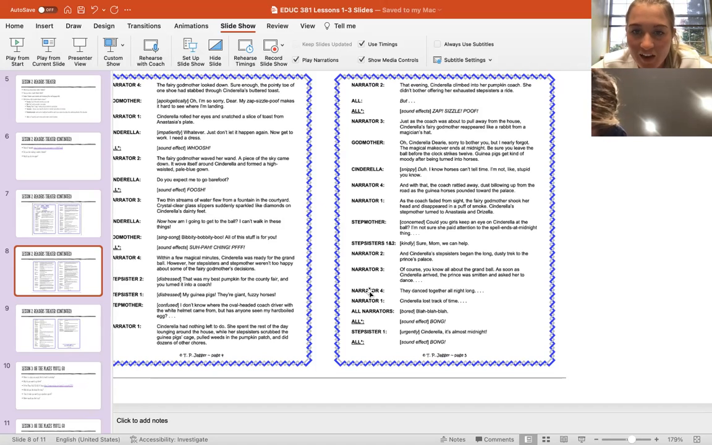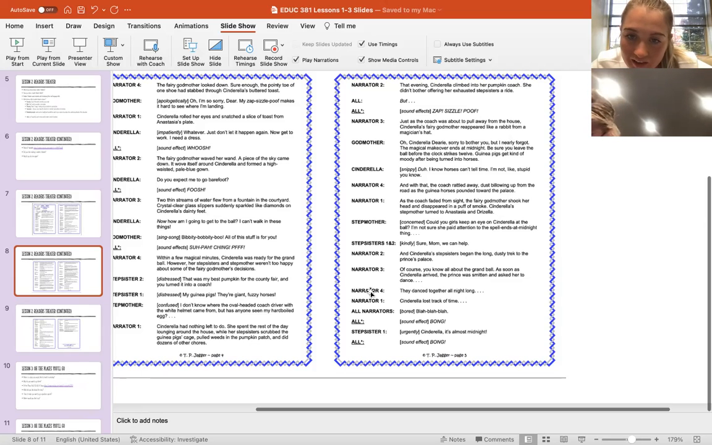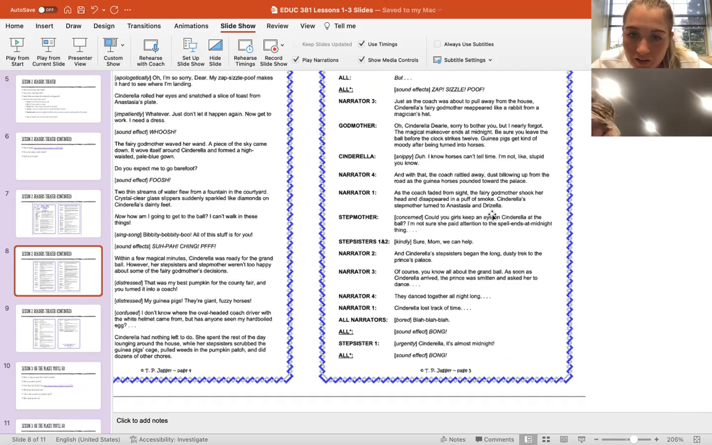Guinea pigs get kind of moody after being turned into horses. Duh, I know horses can't tell time. I'm not like stupid, you know. And with that, the coach rattled away, dust blowing up from the road as the guinea horses pounded towards the palace. As the coach faded from sight, the fairy godmother shook her head and disappeared in a puff of smoke.